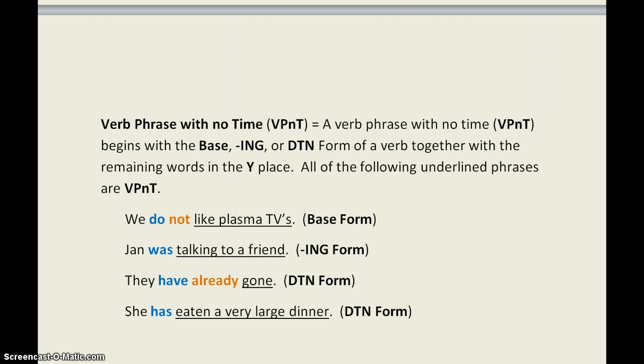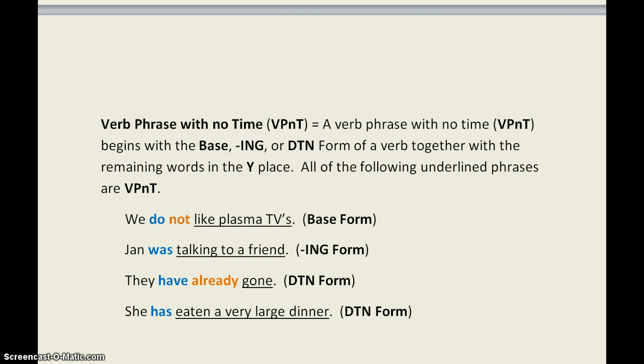Jan was talking to a friend. Jan is the subject. Was is the X word. Talking to a friend is the Y. Talking to a friend, talking is the ing form. Talking to a friend is a verb phrase with no time. Was ties with the past. Talking ties with the X word.